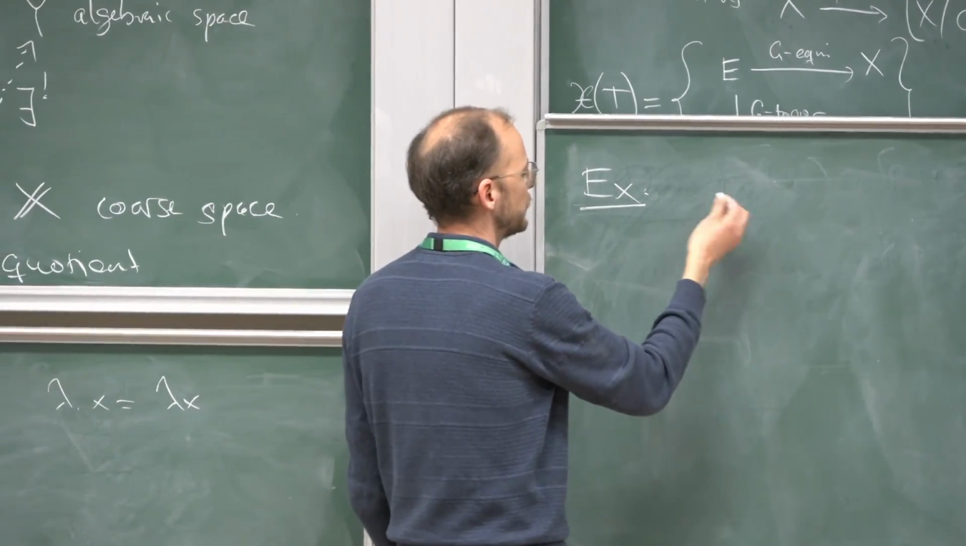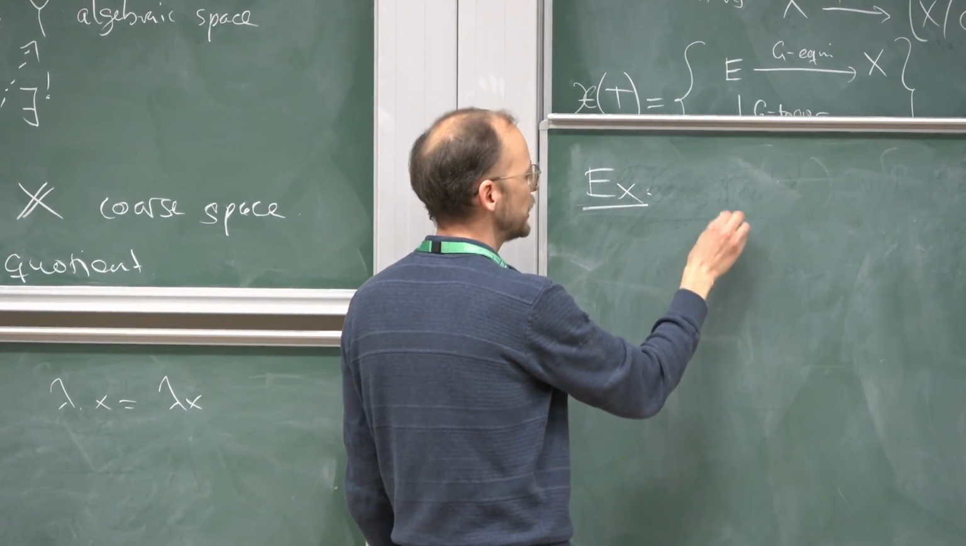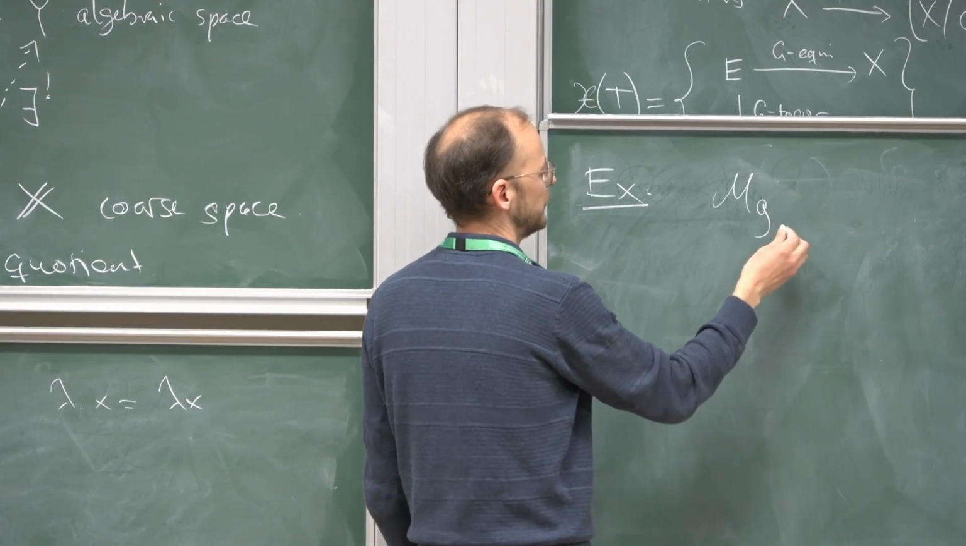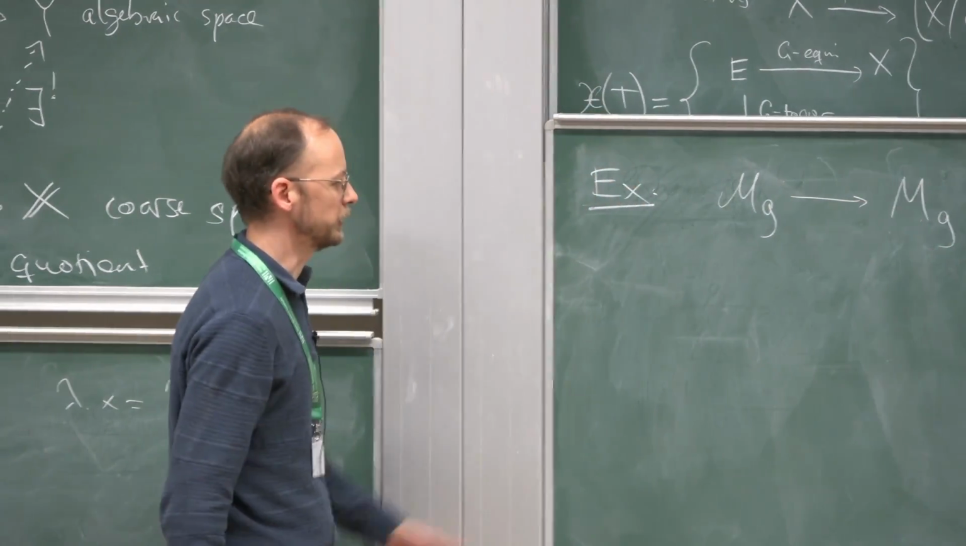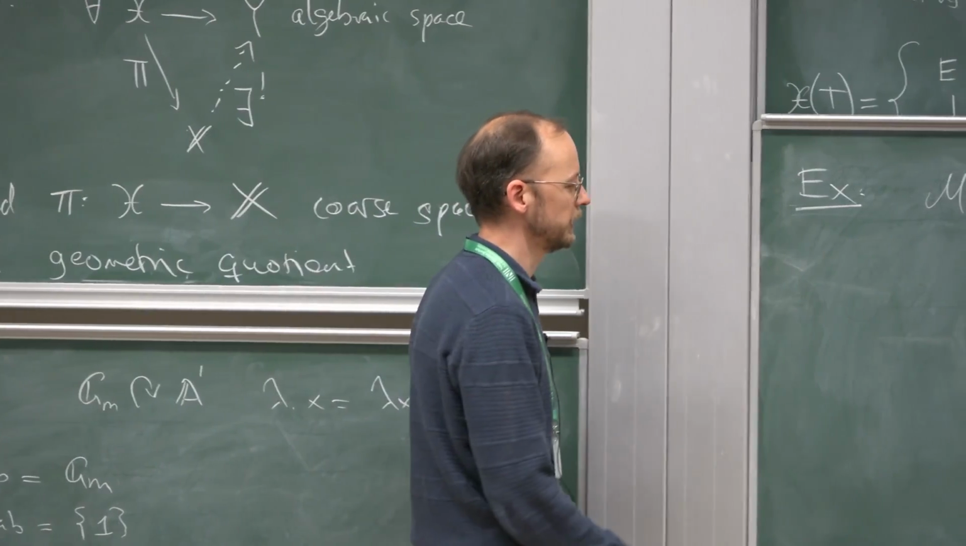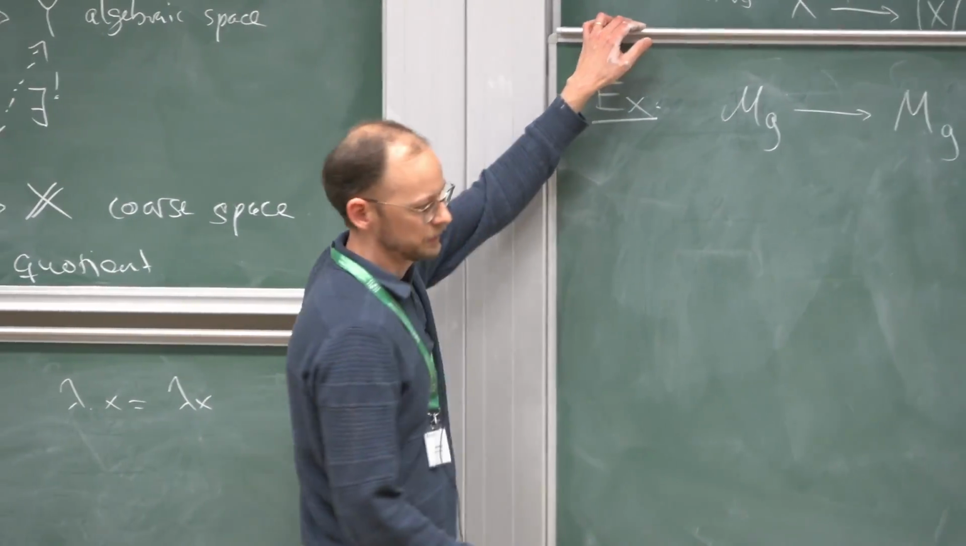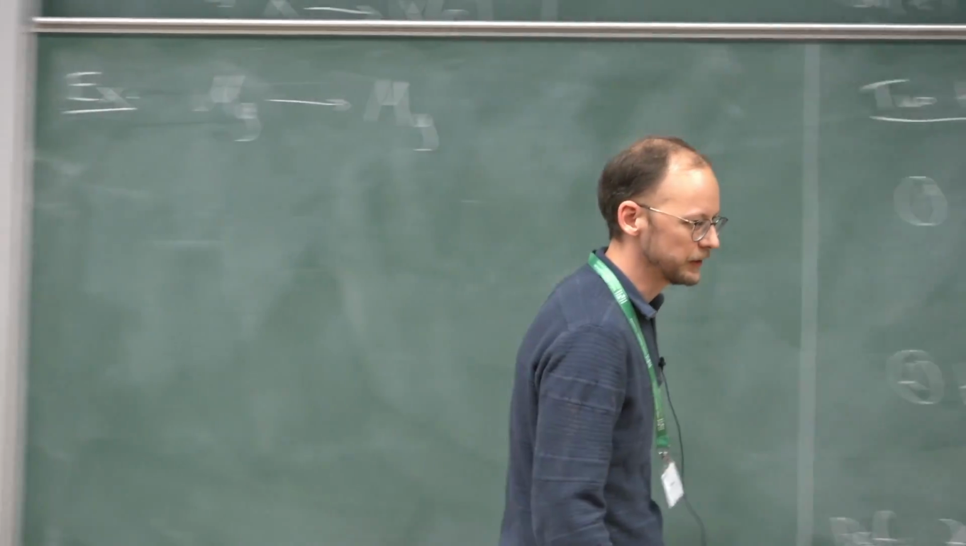So examples of coarse moduli spaces, well, we have that MG has an underlying coarse space associated to it. Let's see what else I have.